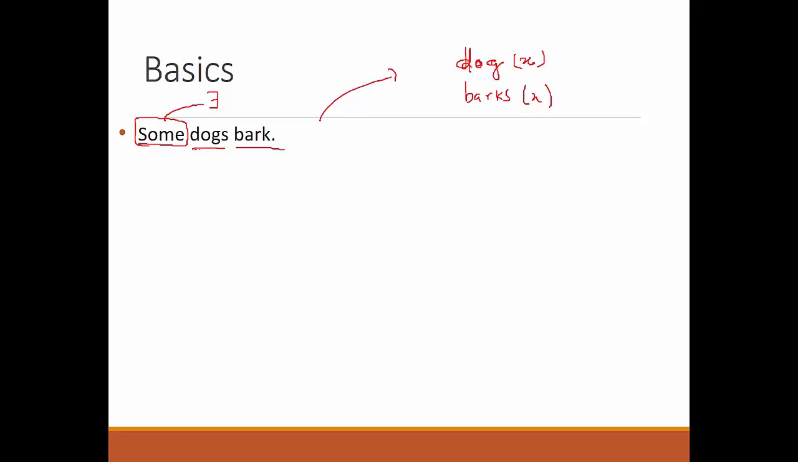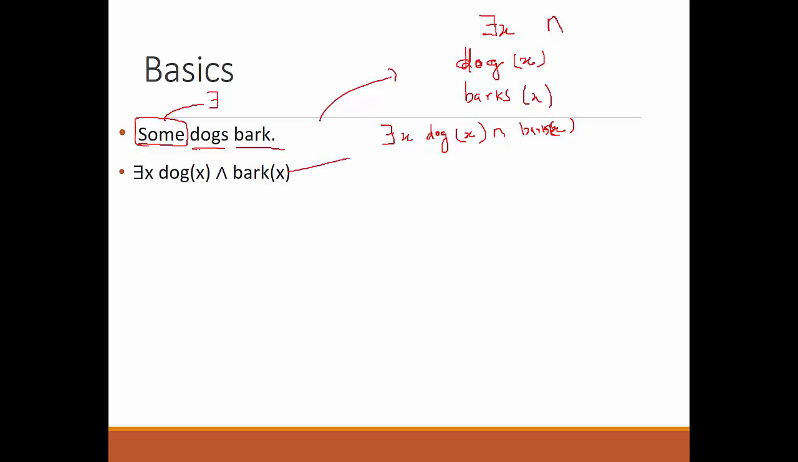but it's talking about some, so we are going to have an existential quantifier here. And we know that when we are talking about an existential quantifier, then we will have the AND operator. So this will be represented like this: for some X, X is a dog and X barks. That's how we represent this.